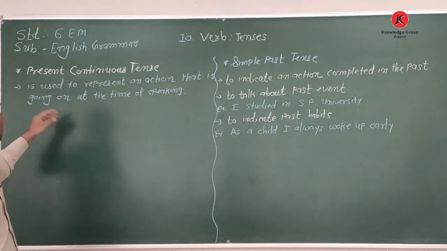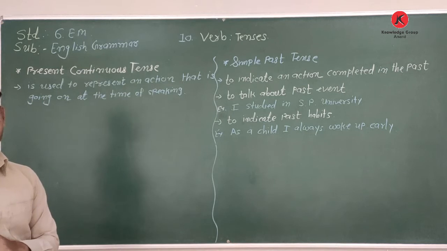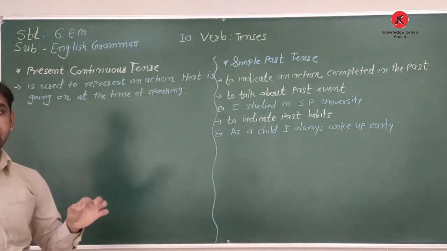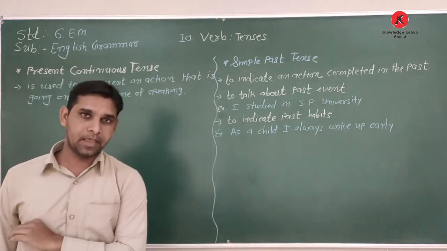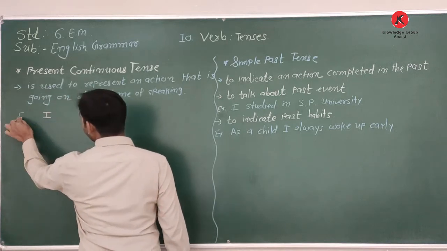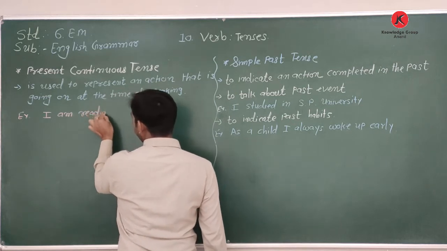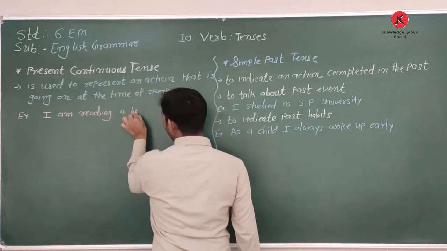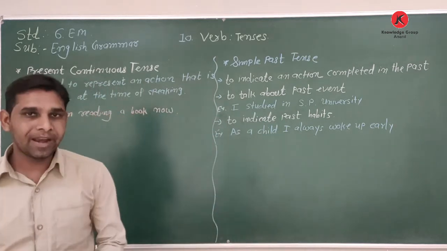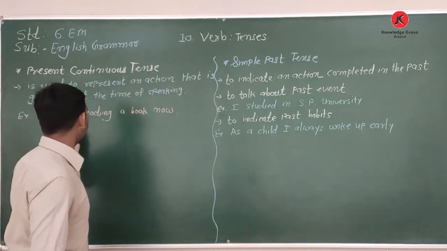Here is given: simple present continuous tense is used to represent an action that is going on at the time of speaking. Example: I am reading a book now. I am reading a book now means at the time of speaking this action is continuing.